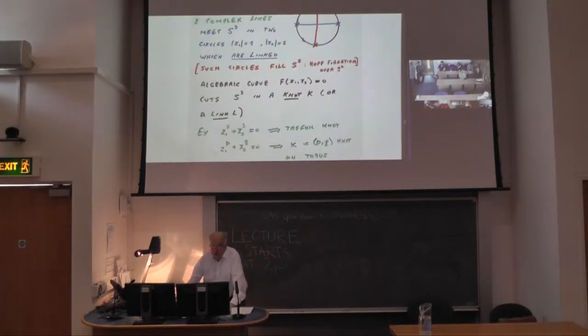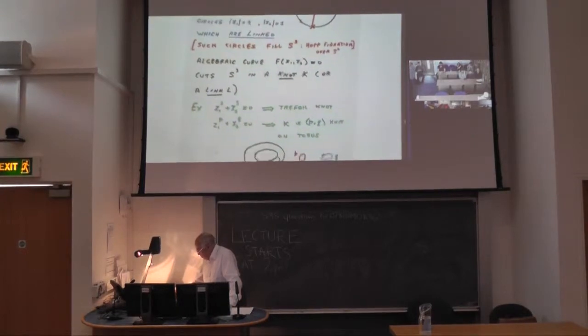So links are not put together. If it's only one component, it's a knot. If it's more than one component, it's a link. But in general, think of it as a case: if the polynomial is locally irreducible, then you'll get a knot. Now take examples. Take the simplest examples you can think of.